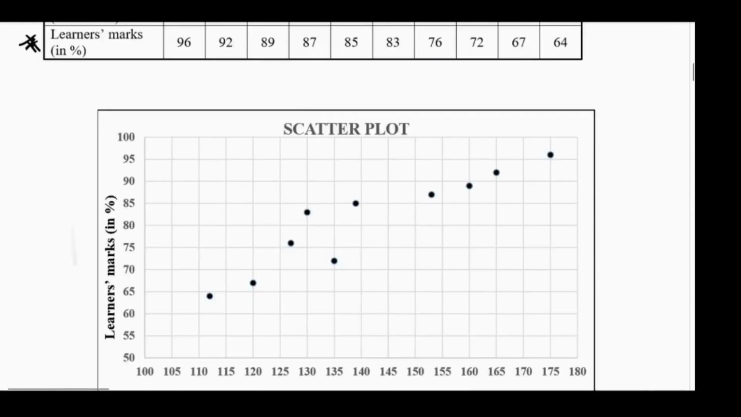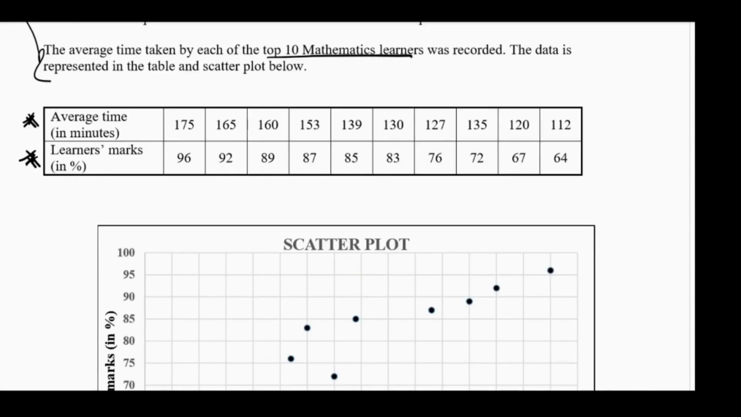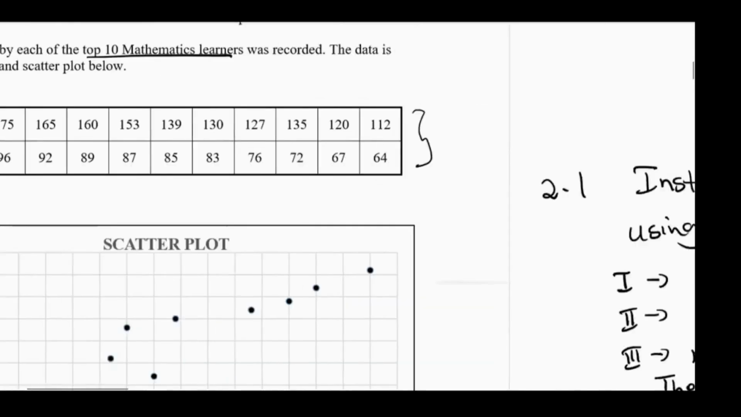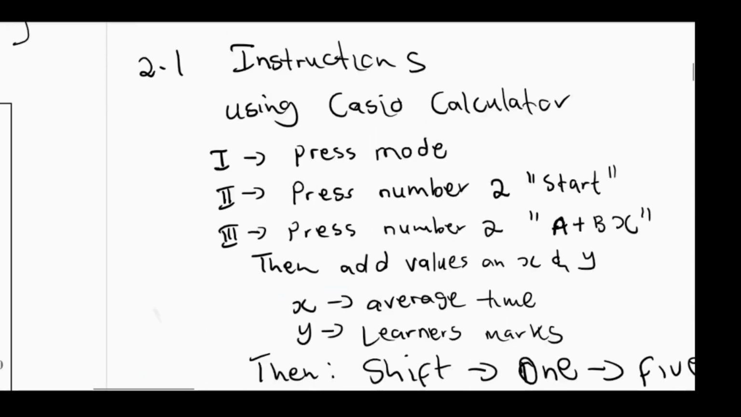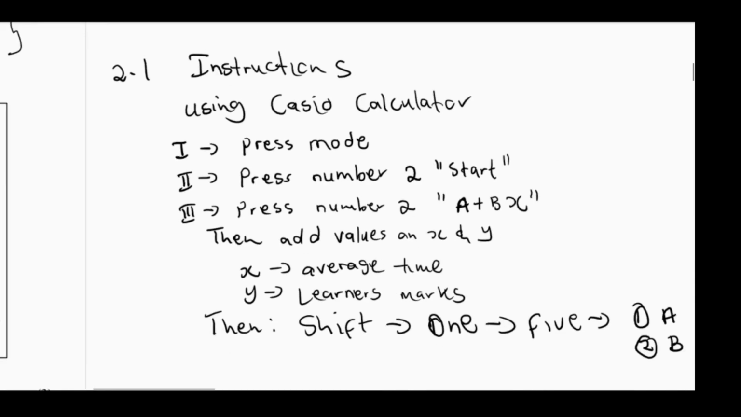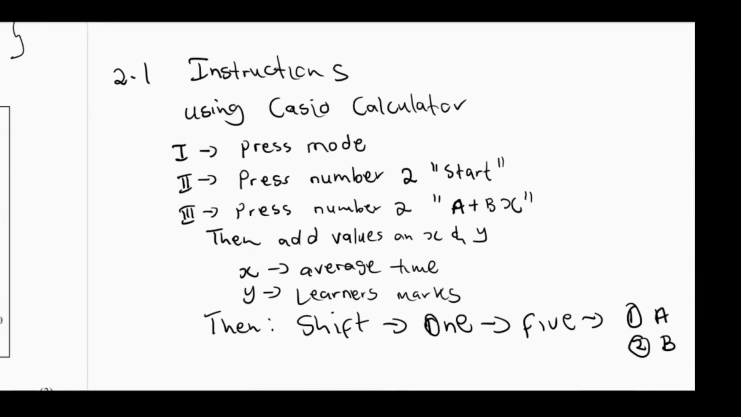So you need to punch in these values in this table here. So this average time would be your x, this learner's marks would be your y, right? So these are the instructions that I just wrote for you to find the regression line. You're going to use your normal casual calculator. If you're using a different calculator and you want me to explain how to find this, please write in the comment section below which calculator you're using and that you need help, and I will explain.